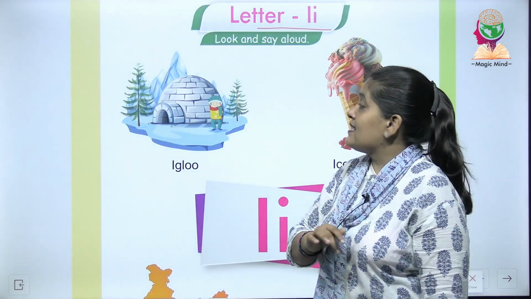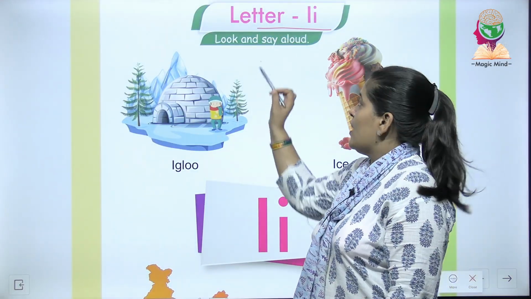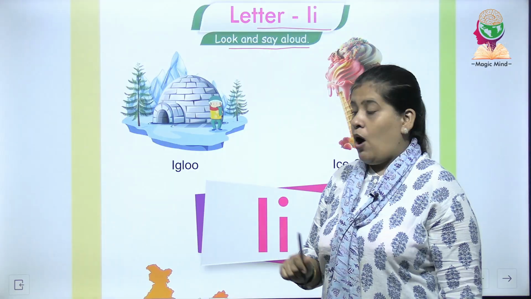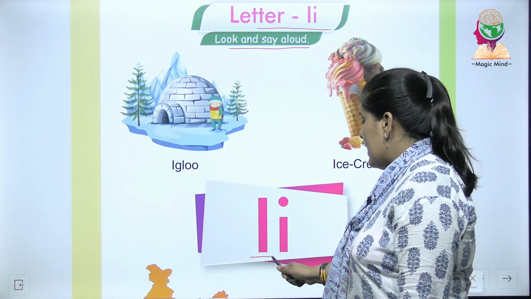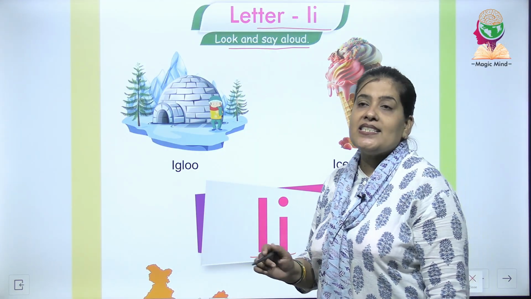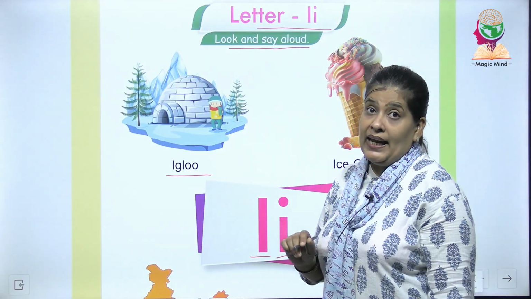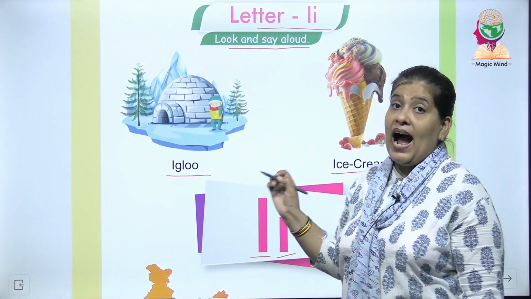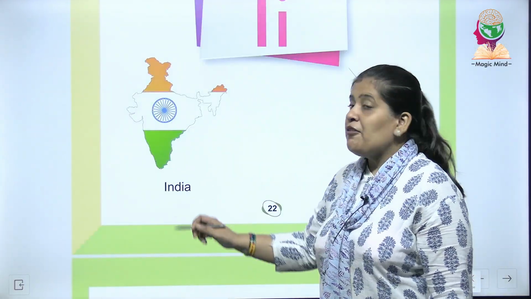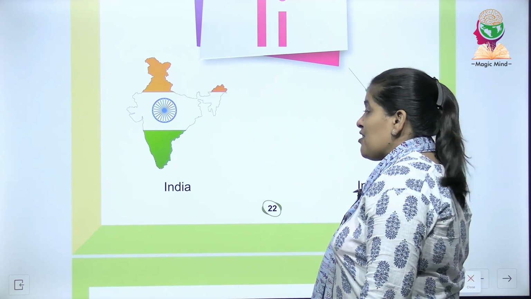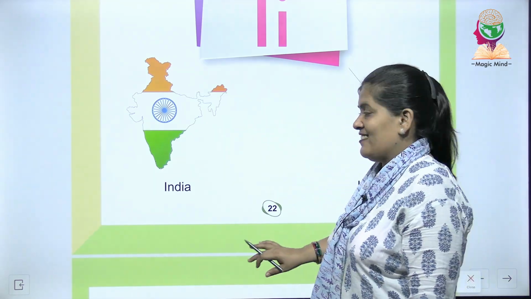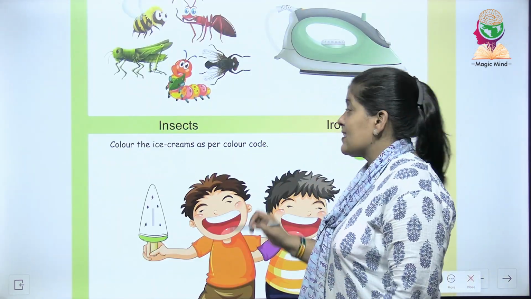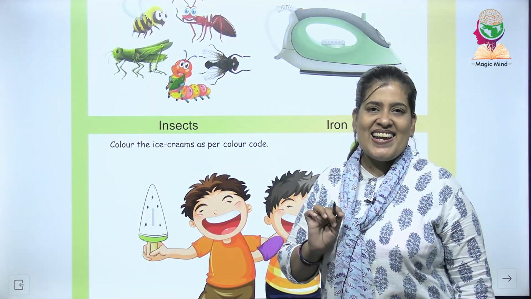Next letter is letter I. Look and say aloud. This is capital I and this is small letter I. I for igloo, I for ice cream. I for India, I for injection. I for insects and I for iron.